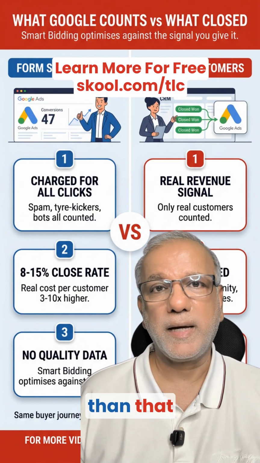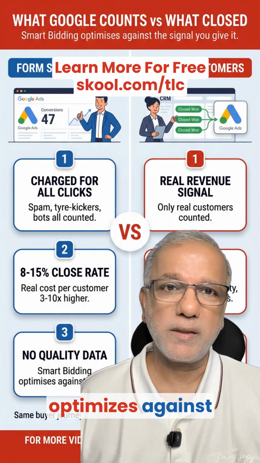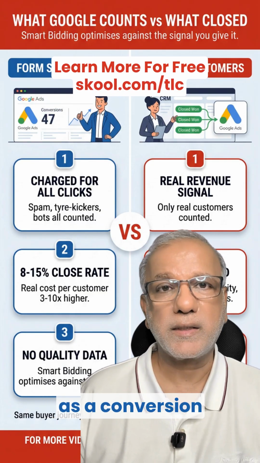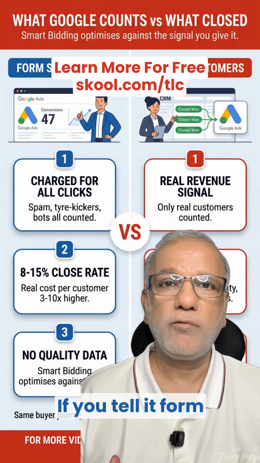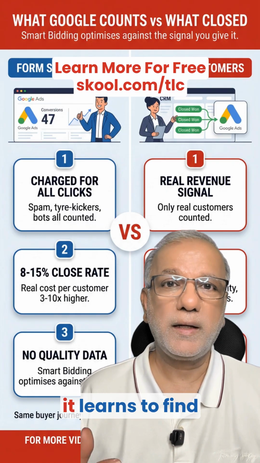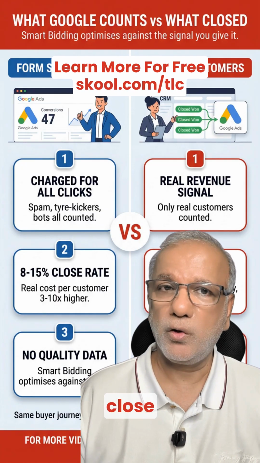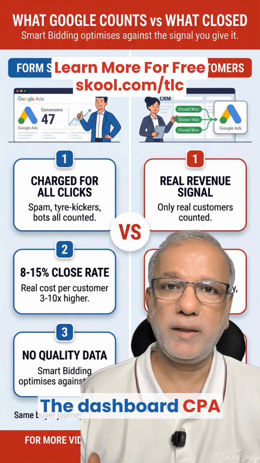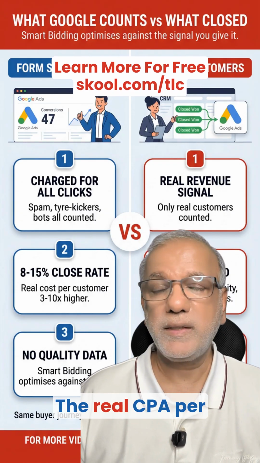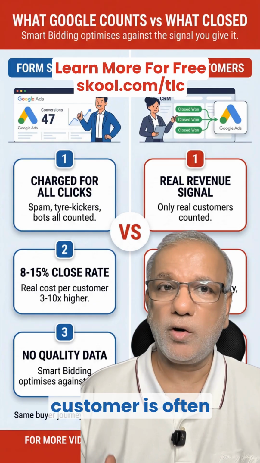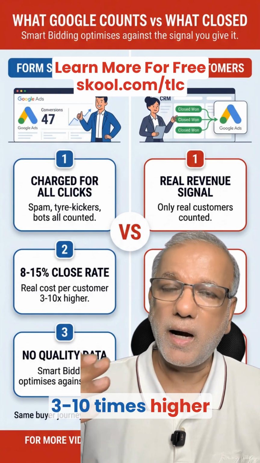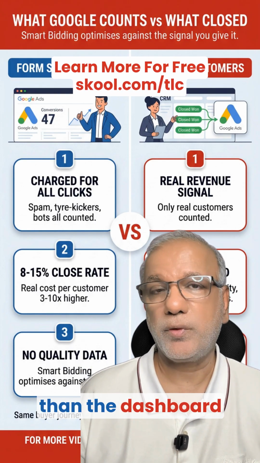Sometimes it's worse than that. Smart bidding optimizes against whatever you tell it is a conversion. If you tell it form submissions are conversions, it learns to find more form submitters. Most of them never close. The dashboard CPA looks healthy. The real CPA per customer is often 3 to 10 times higher than the dashboard reports.